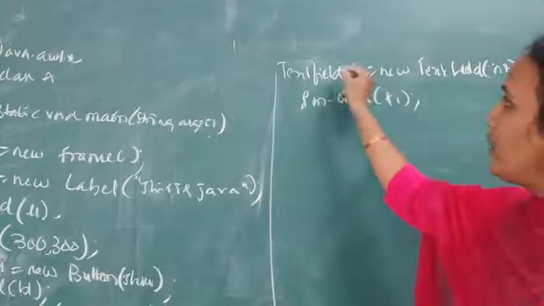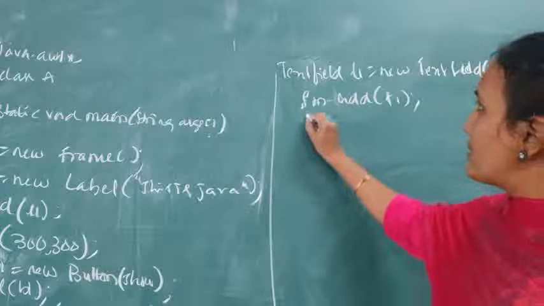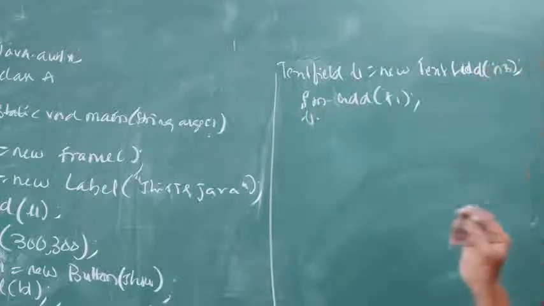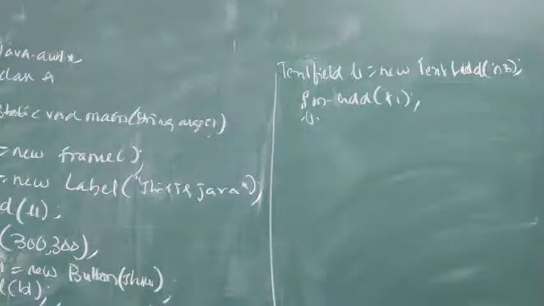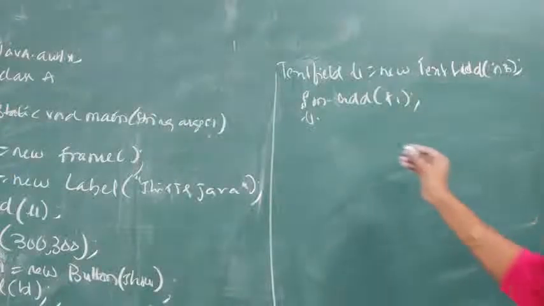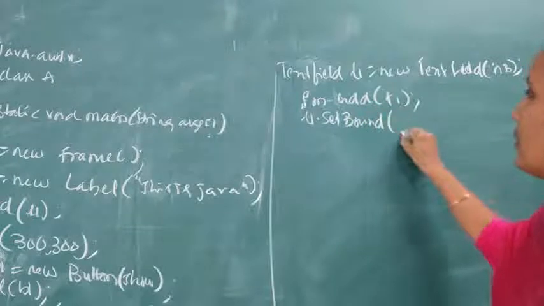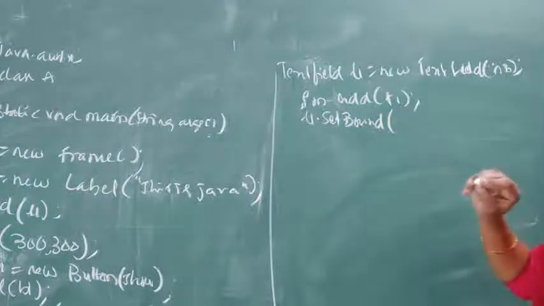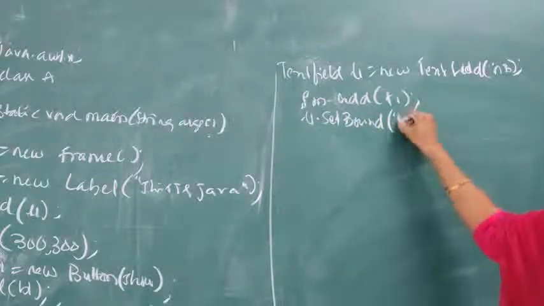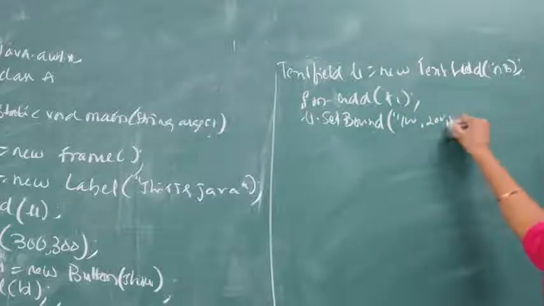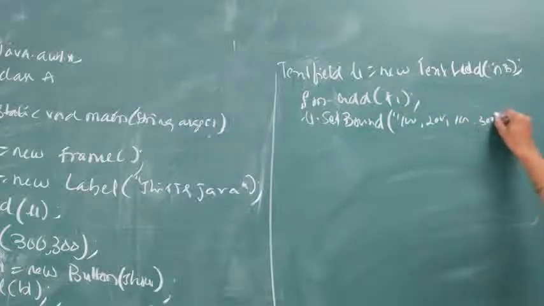And next you need to give the boundaries for T1. If it is a text field also, you need to call the setBounds method in order to give the sizes. For example 100, 200, 100, 300 size again.